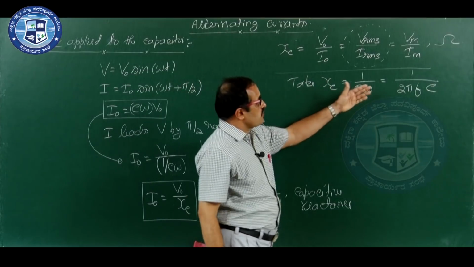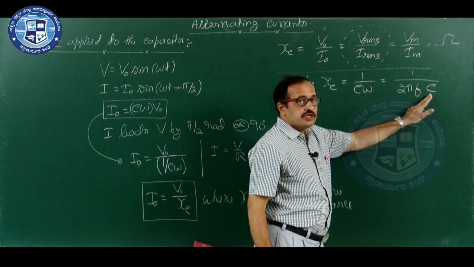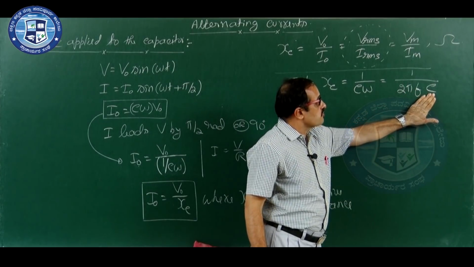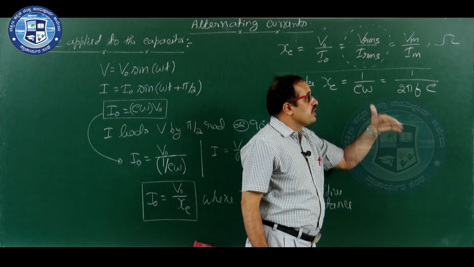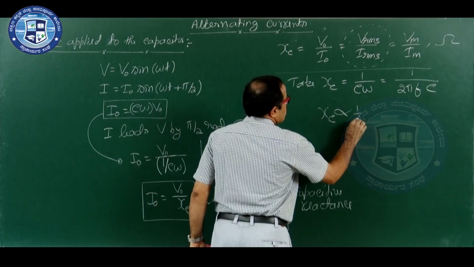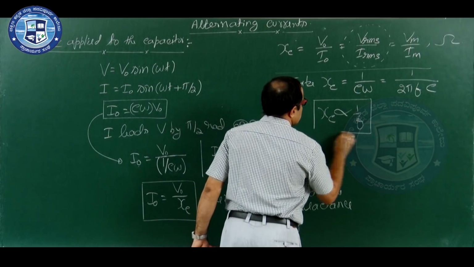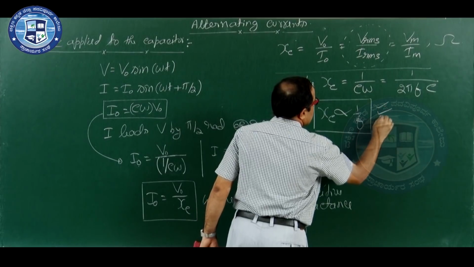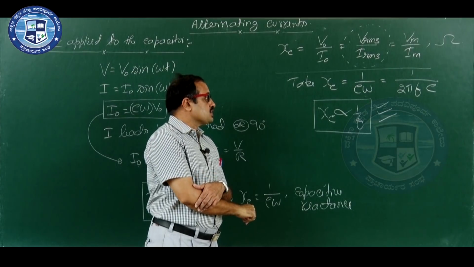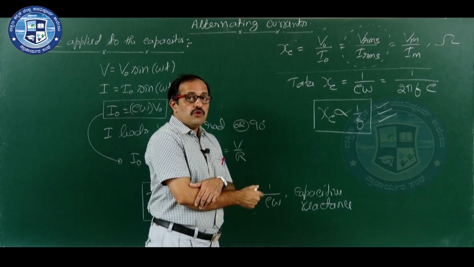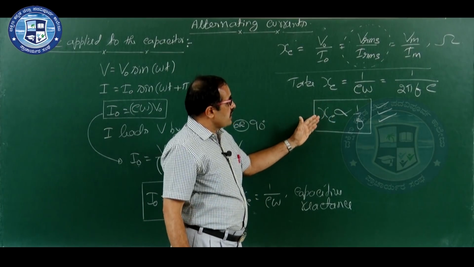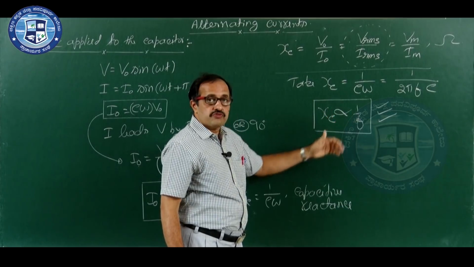Therefore, capacitor reactance is also equal to 1 divided by 2 pi Fc, a very important equation. 2 pi is a constant, and for the given capacitor C is a constant, therefore only frequency is variable. Hence, capacitor reactance is inversely proportional to frequency. Very, very important point for 1 mark. The question may be like this: how does capacitor reactance vary with the frequency of AC? You just say capacitor reactance is inversely proportional to frequency of AC.